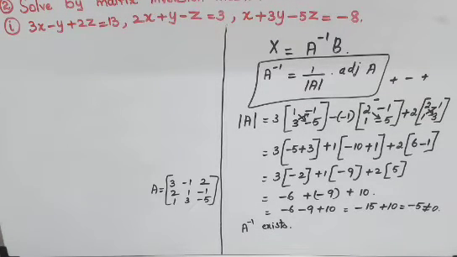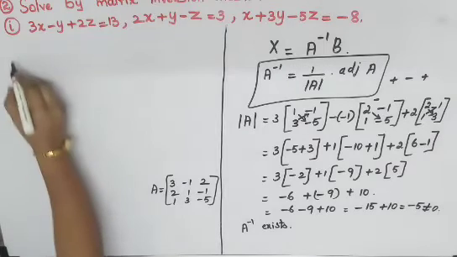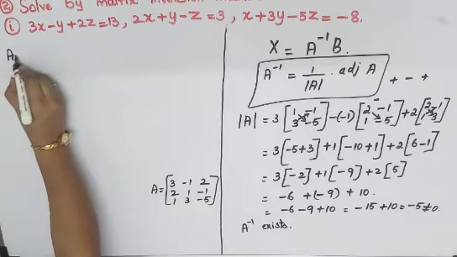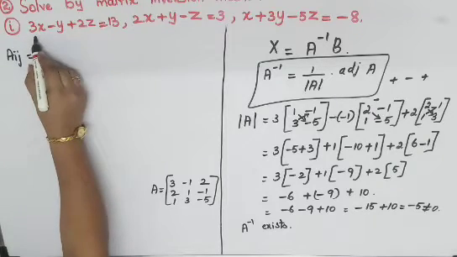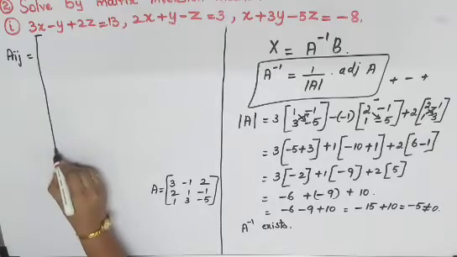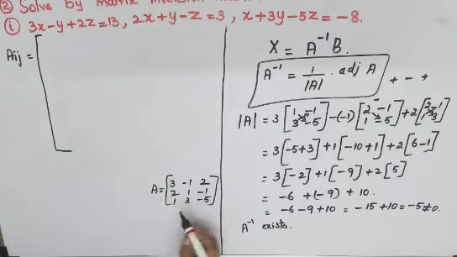So we'll have to find next the adjoint of A. To find the adjoint of A, you need your cofactor, so Aij will have to be found. You have done this in 1.2 as well as in 1.1. So straight away put a big bracket. We'll just start with 3.